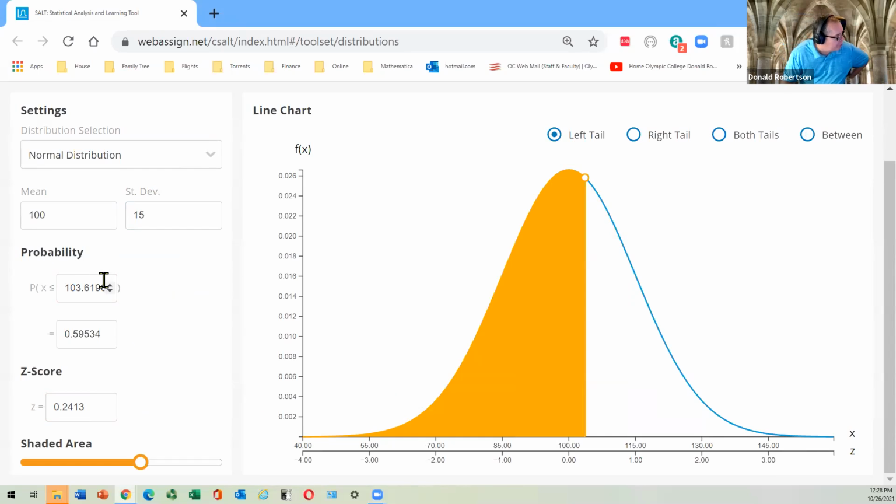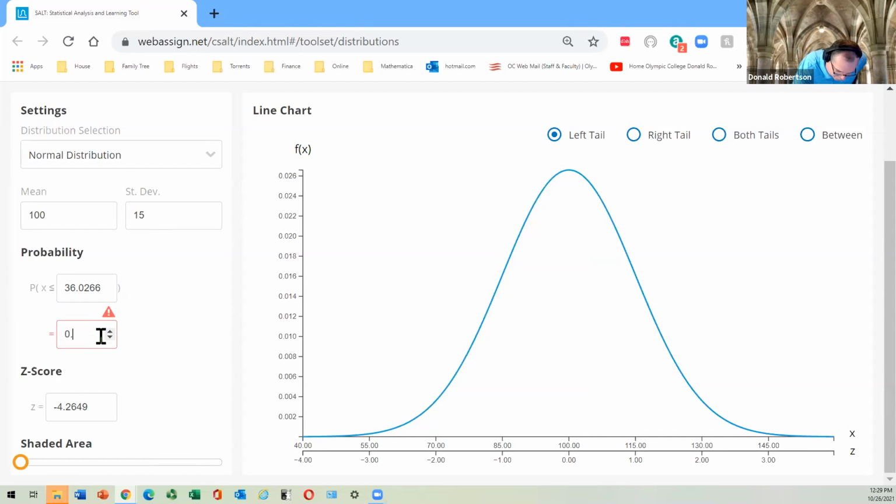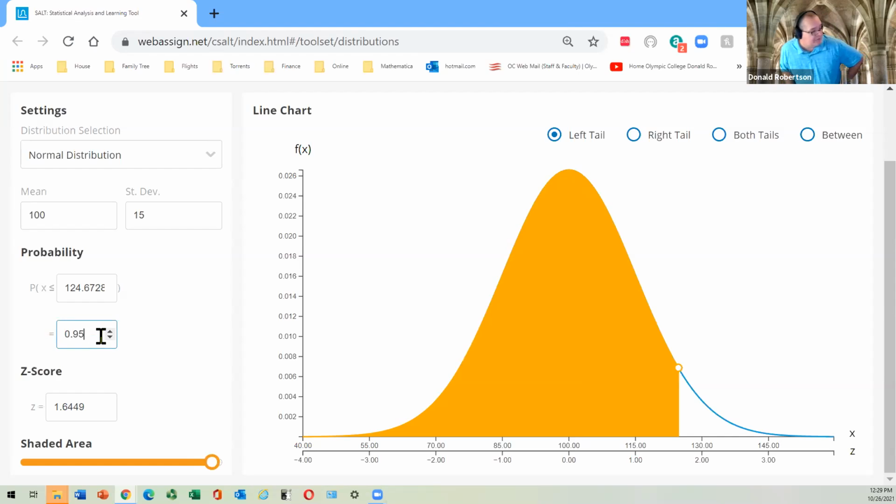Now, normally you put a number in here and the answer comes out there, right? What you do in this case is you switch it. You put the answer here. So if I'm going to be in the 95th percentile, you rub this out and you put 0.95. Isn't that 95 as a decimal? And do you see that the score, that's my IQ score, 124.6. So I would write that down to the nearest whole number as 125.